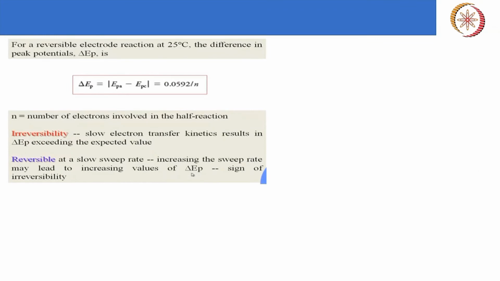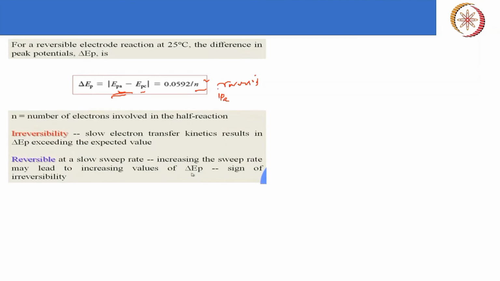Now the other question is reversibility. Whatever redox peak we have observed, is it a reversible, irreversible, or quasi-reversible process? How can we decide? The condition for a reversible process is the peak potential separation. If the peak separation between the anodic and cathodic peaks is 0.0592/n volts or less than this, then it is a reversible process.